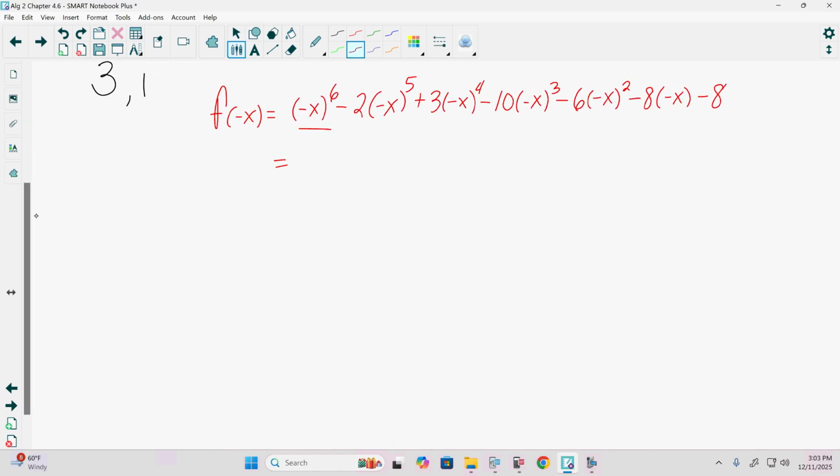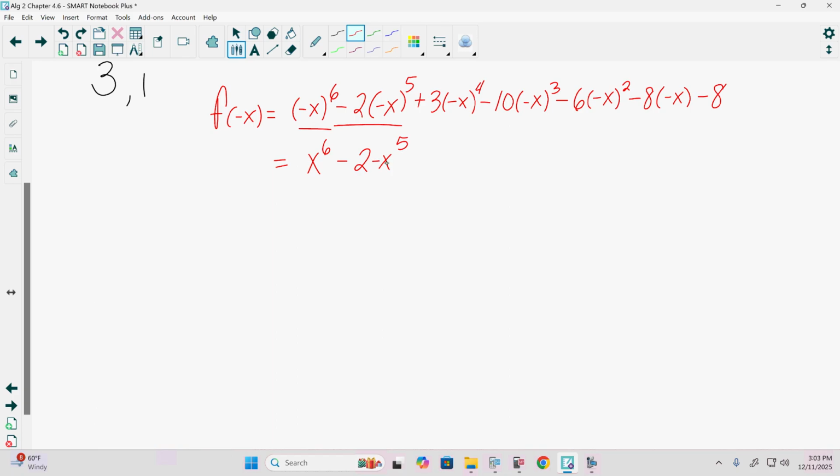So if we look at the first one, negative x to the 6th, well, we know it's just going to be x to the 6th. We already did that. We kind of showed that there, yes? Let's look at the next one, negative 2 times negative x to the 5th. So we have the negative 2. Now the x to the 5th is still going to be x to the 5th. But that negative, when we multiply negative by itself an odd number of times, it's going to stay negative. We're still going to have that negative, yes?